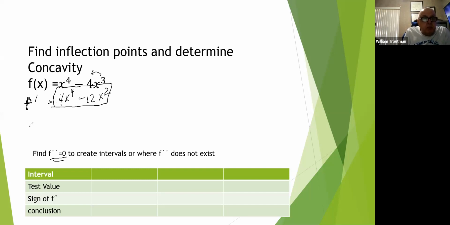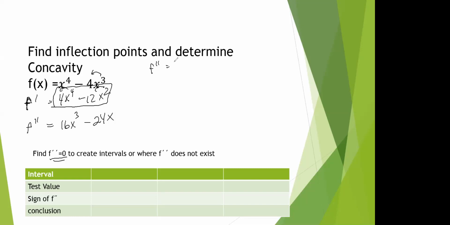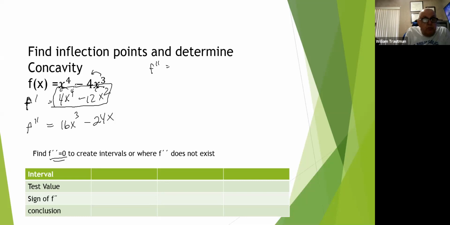But to find inflection points, you have to set the second derivative equal to 0. So I've got to find the second derivative. Bring the 4 in front. 4 times 4 is 16, and subtract 1 from the power. Bring the 2 in front. Negative 12 times 2 is 24, and subtract 1, and you get this, x. So the second derivative... Isn't it 4x cubed minus 12x squared? Oh, yes, you're right. Thank you.